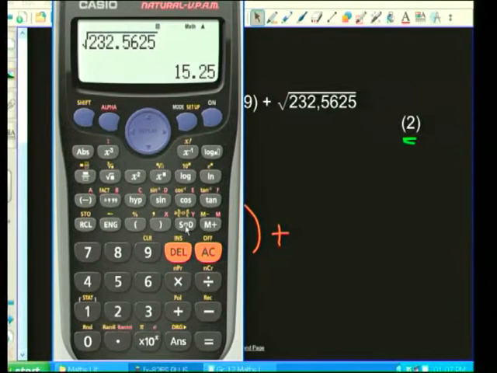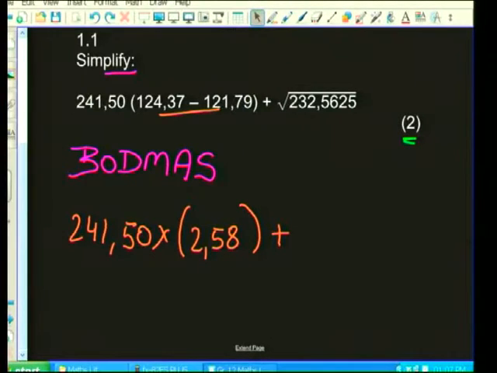Right, let's get that answer. It's 15,25. So let's write that in. So we've got that is 15,25.